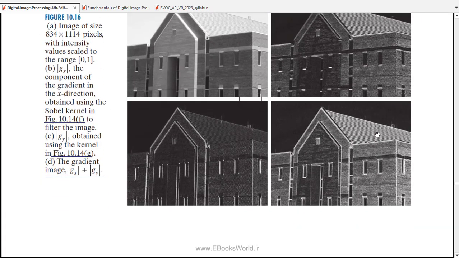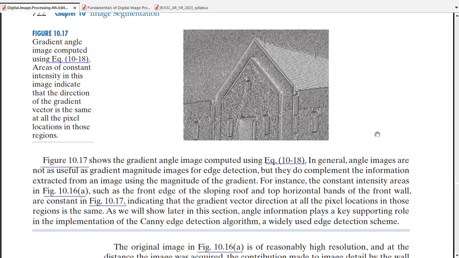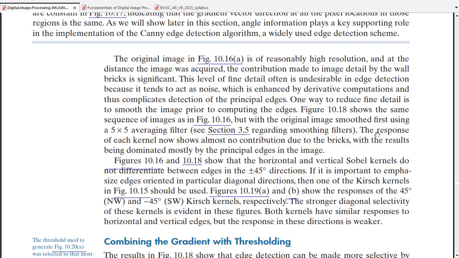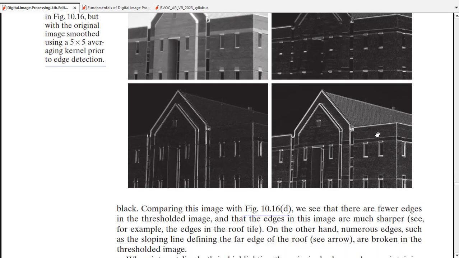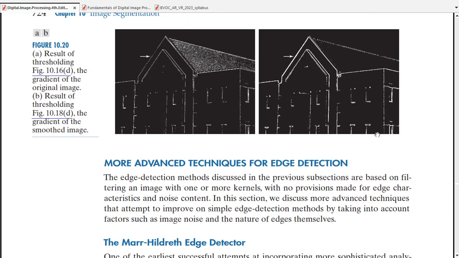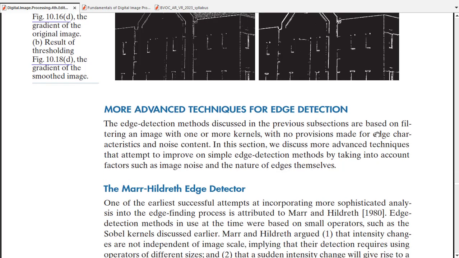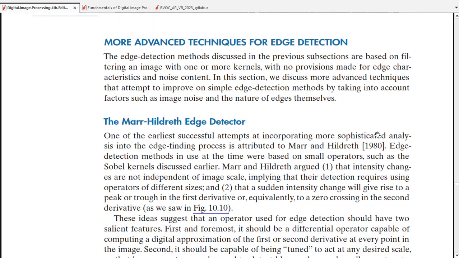So this is an image of intensity levels, with the gradient magnitude and gradient angle of the image computed, and combined with thresholding. Normally we improve the quality of this gradient with a thresholding value. So there are more advanced techniques for edge detection, and more filtered edge detectors.